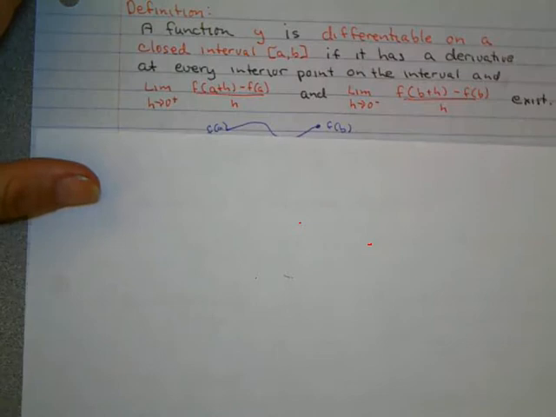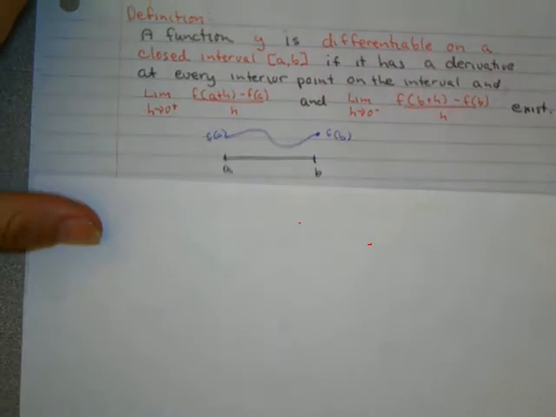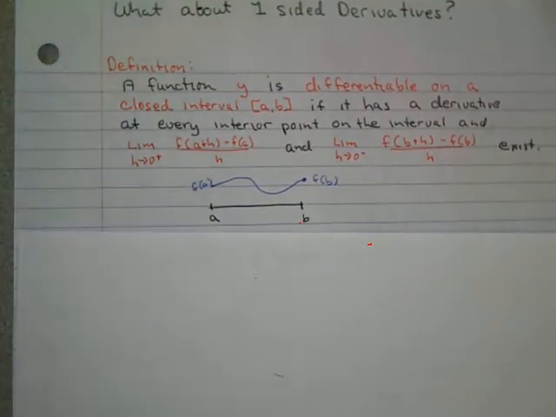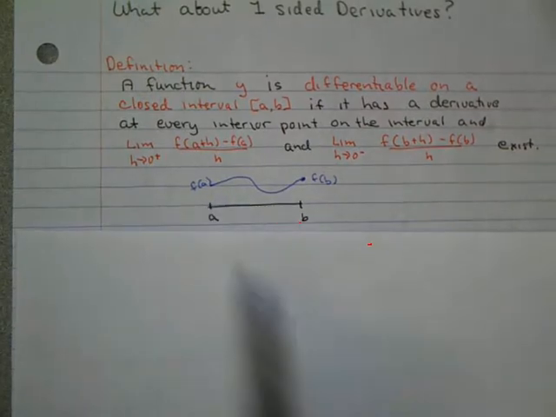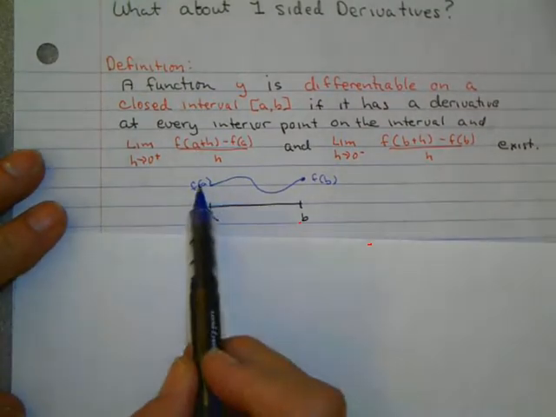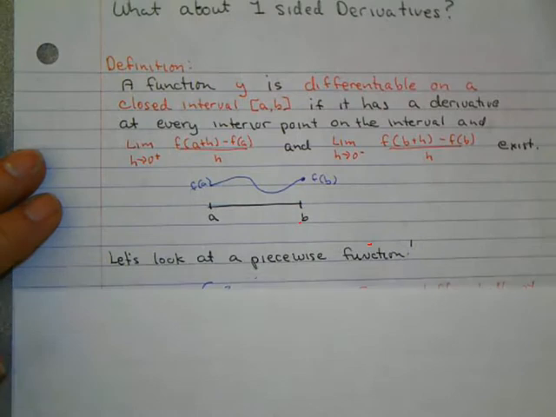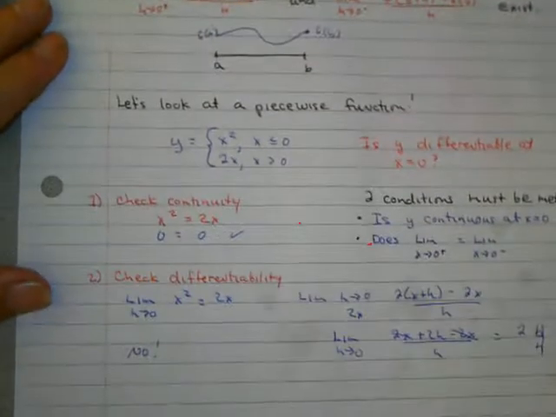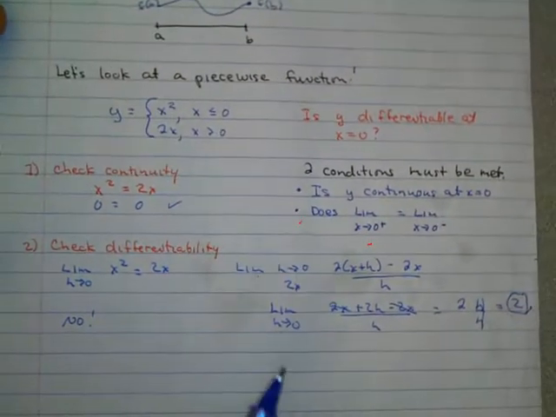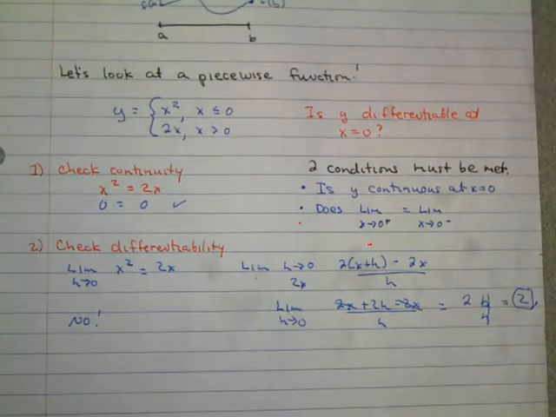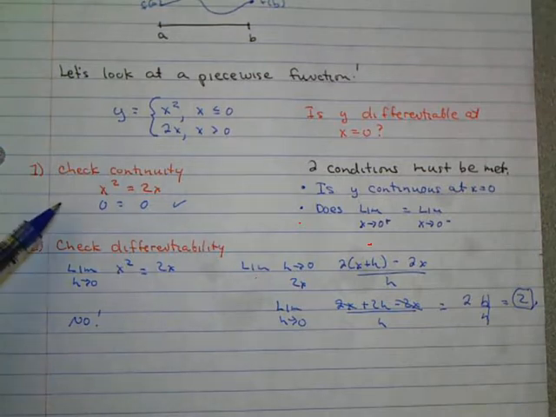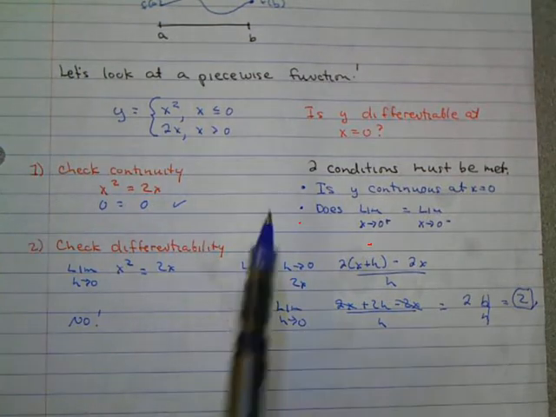And now finally, one last thing, one-sided derivatives. Your function is going to be differentiable if it's differentiable everywhere on a closed interval, and the limit from the left has to equal the limit from the right. So if we look at a piecewise function, you first have to ask yourself two questions. Is the function continuous? And is the function differentiable? And is the derivative the same from the left and the right?